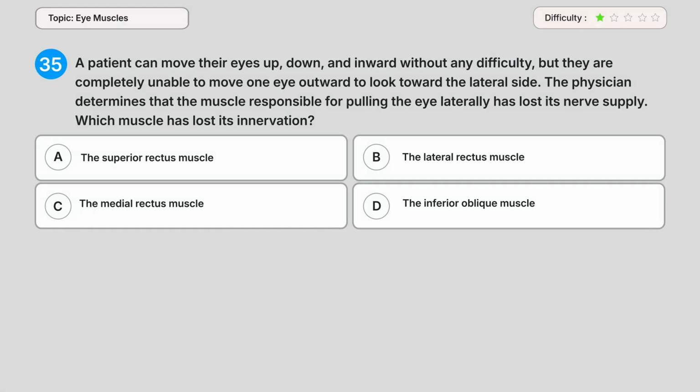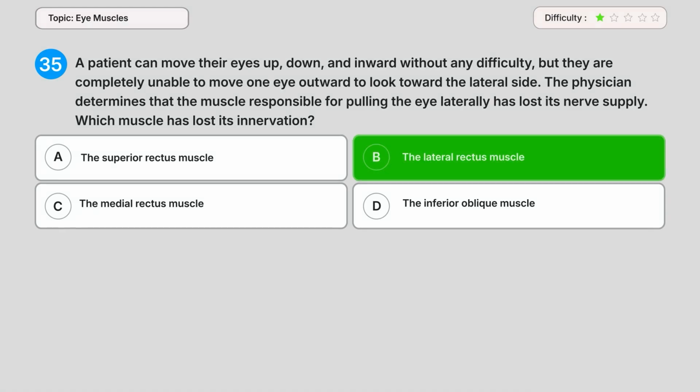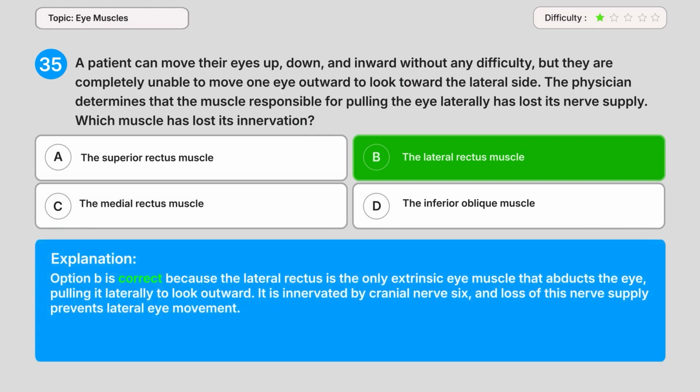Correct answer, B. The lateral rectus muscle. Explanation. Option B is correct because the lateral rectus is the only extrinsic eye muscle that abducts the eye, pulling it laterally to look outward. It is innervated by cranial nerve 6, and loss of this nerve supply prevents lateral eye movement.